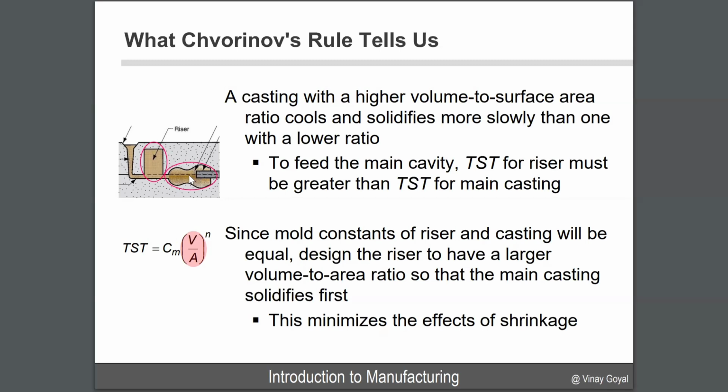So again, I'll repeat one more time. The time to solidify for this riser here, whatever fluid is here, must be greater than this for this to work. Now, since the mold constants of the riser and casting will be similar, the riser, designed to have a large volume to area ratio, needs to be designed in such a manner that we can minimize the effects of shrinkage. So we want to make sure that the way we design this riser and the way we define the casting, that we're able to minimize the effects of shrinkage through this process. And that's why this is a very important parameter to be able to calculate.